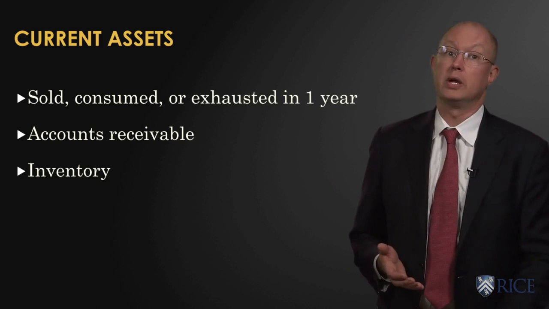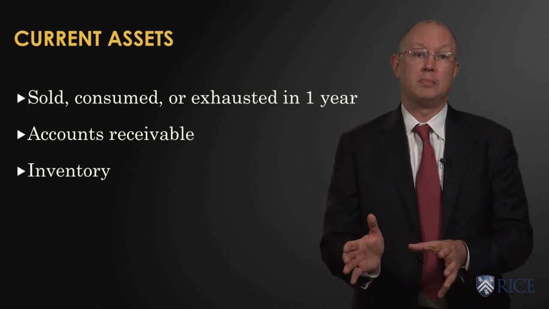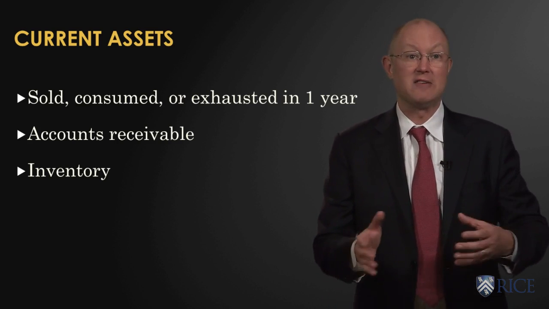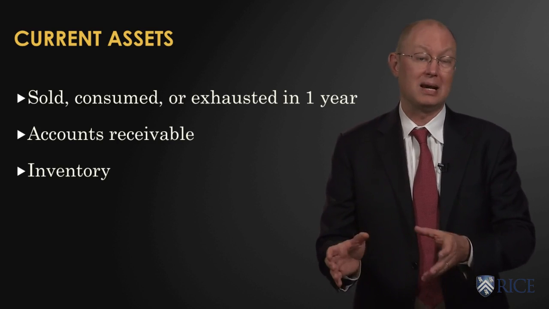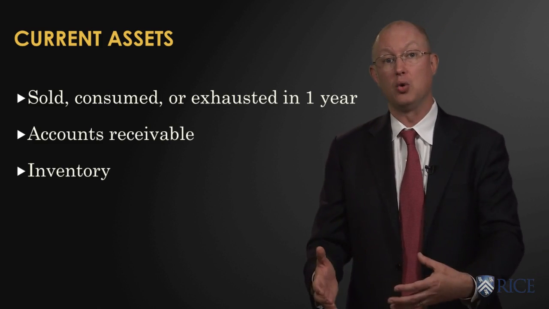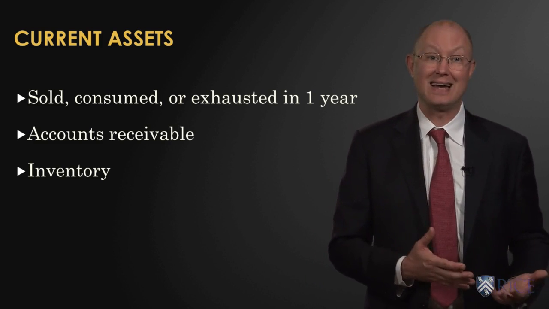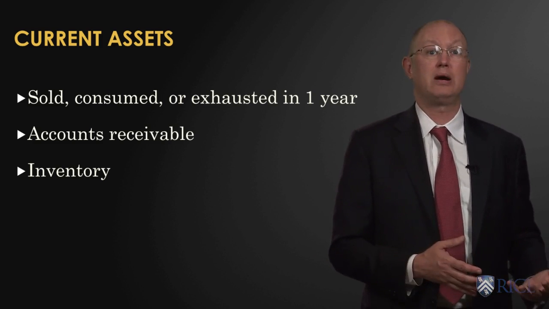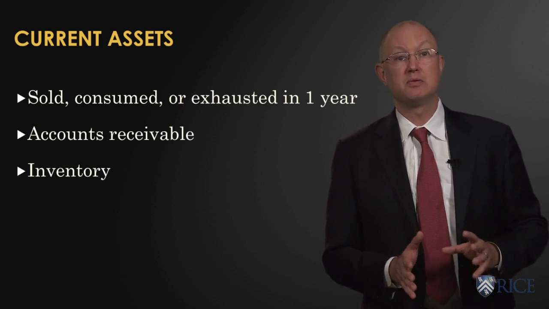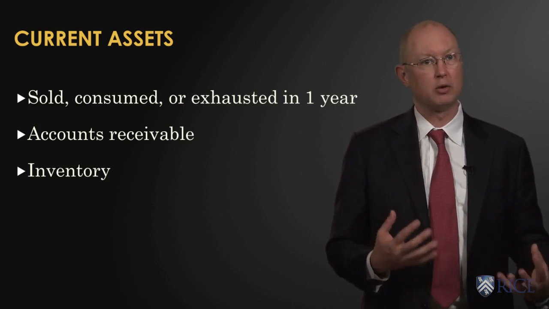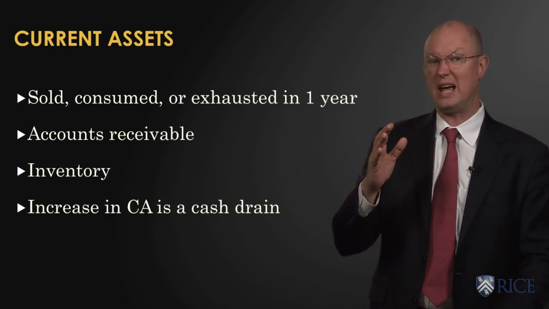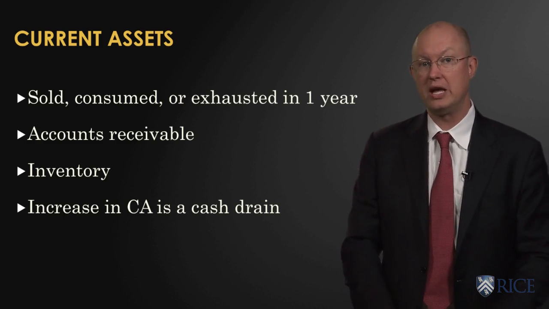Another one is inventory. If I spend money to buy inventory and put it in the warehouse, it's just sitting there collecting dust. It's a cash outflow, but I haven't reflected it in sales yet because I haven't sold it. Again, those are balance sheet changes, but they haven't been reflected in net income or earnings, so we've got to go back and collect the cash. Any increase in current assets is a cash drain on the firm.